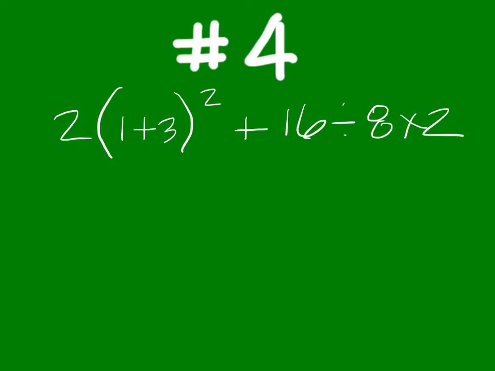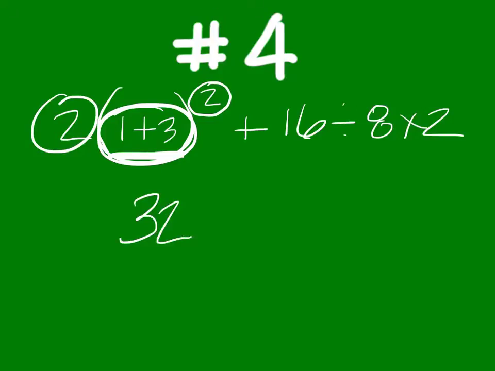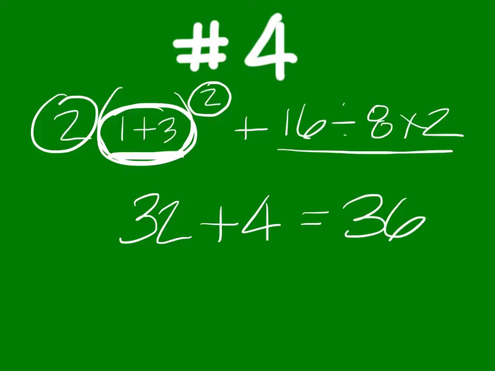You have to do 1 plus 3, which is 4, and then square it to get 16. You do 1 plus 3 to get 4, and then square it to get 16, times 2 is 32. And then 16 divided by 8 is 2, times 2 is 4. Final answer should be 36.